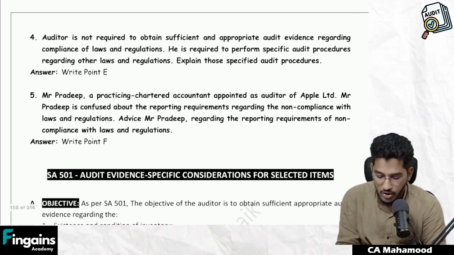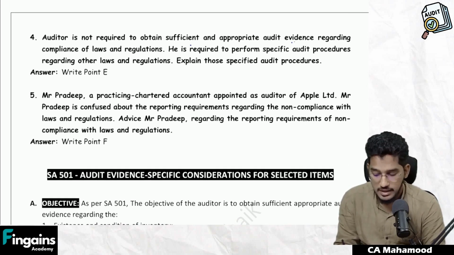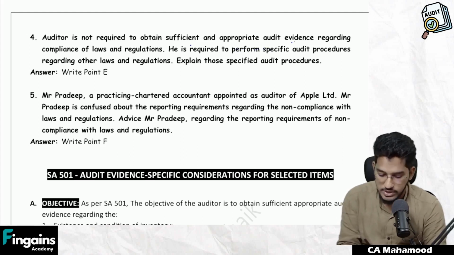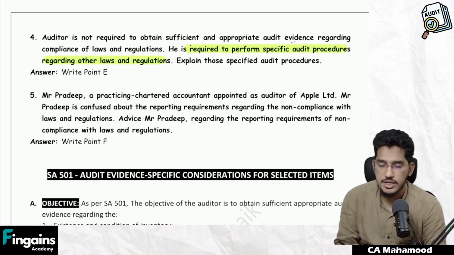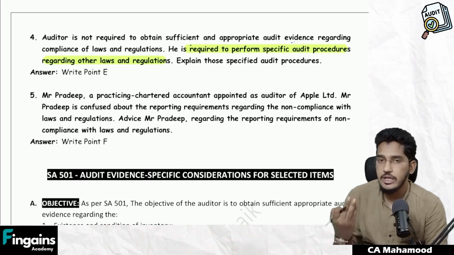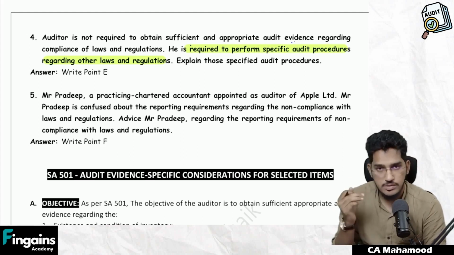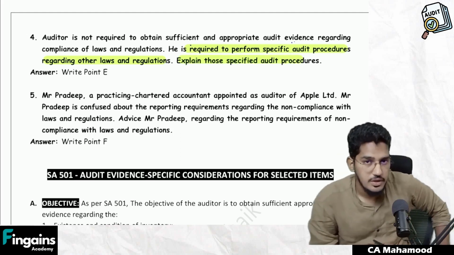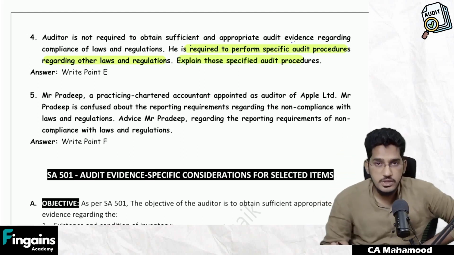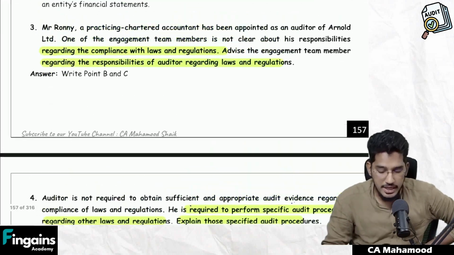Next one. Auditor is not required to obtain sufficient and appropriate audit evidence regarding compliance of laws and regulations. He is required to perform only specified audit procedures regarding other laws and regulations. We already know it. Other laws and regulations means type 2. Regarding type 2, he needs to perform only limited audit procedures or specified audit procedures. Explain what those specified audit procedures are. They are asking what limited audit procedures or specified audit procedures you will perform regarding type 2.